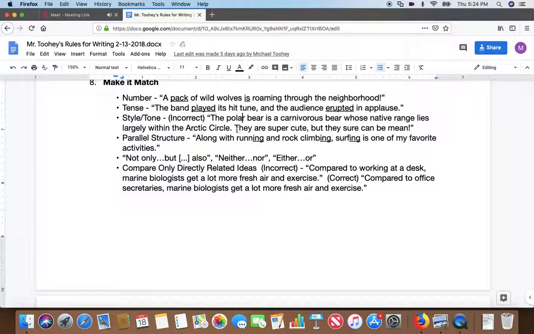Parallel structure. Look for patterns in the sentence structure. Here we've got a pattern of the ing ending, right? Along with running and rock climbing, surfing is one of my favorite activities. You wouldn't say along with running and rock climbing to surf. It's one of my favorite activities. So look for patterns, keep an eye out for those, and then just continue the pattern. Don't change it up. This is all familiar from the last session?